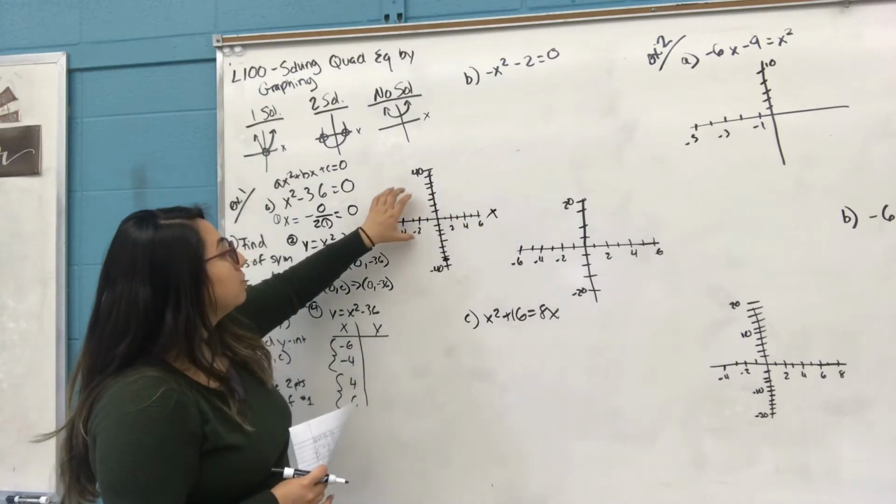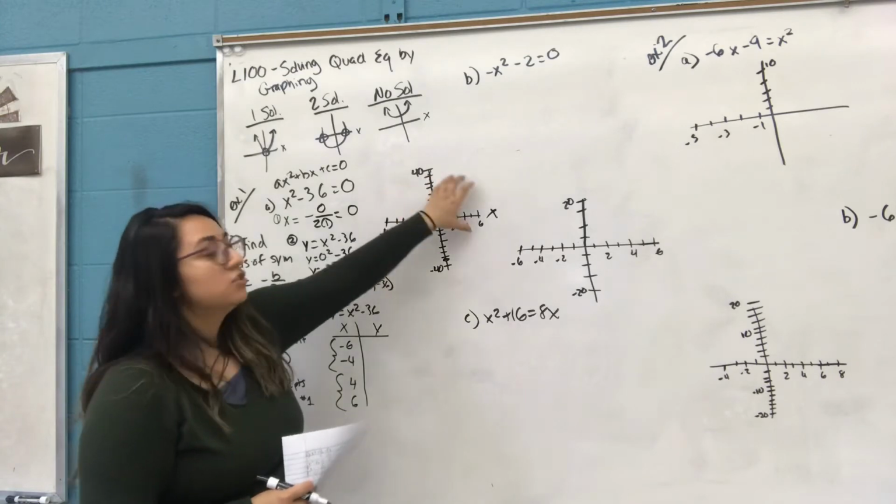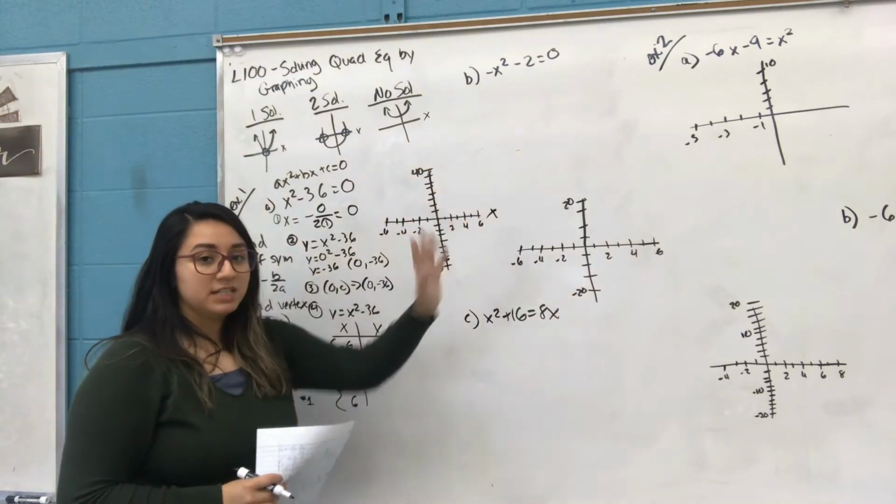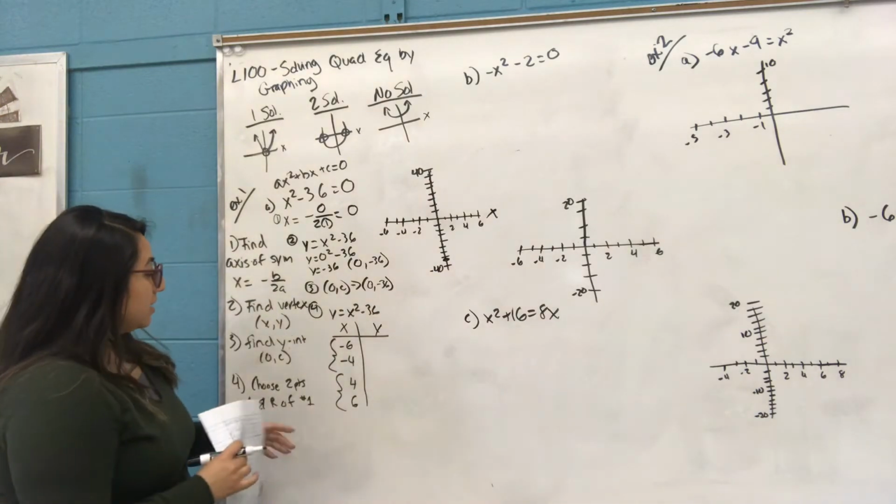I choose 2 points from each one. 2 points from this side, 2 points from that side. And remember, it's from the axis of symmetry. You'll see later on how it's going to be different. Now, let's go ahead and solve for it.